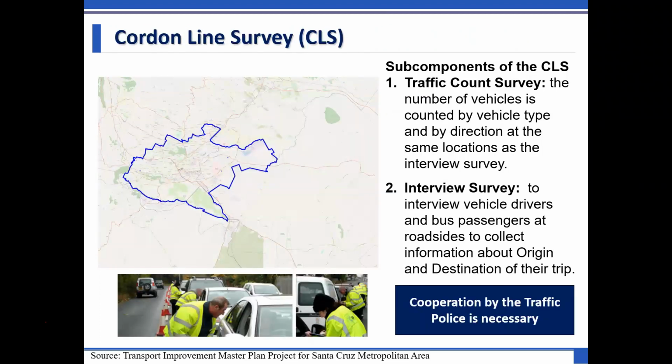Firstly, I would like to explain the cordon line survey. The adjustment by cordon line survey data is explained. The cordon line is a line enclosing the study area, and traffic information on the line is collected. The cordon line survey includes two types of survey. The first one is a traffic count survey. The number of vehicles is counted by vehicle type and by direction at the same location as the interview survey. The second one, the interview survey, is to interview vehicle drivers or bus passengers at the roadside to collect information about the origin and destination of their trip.